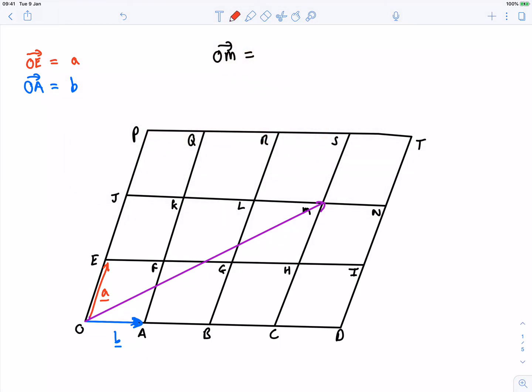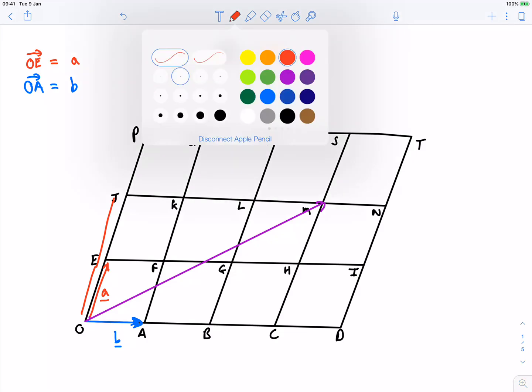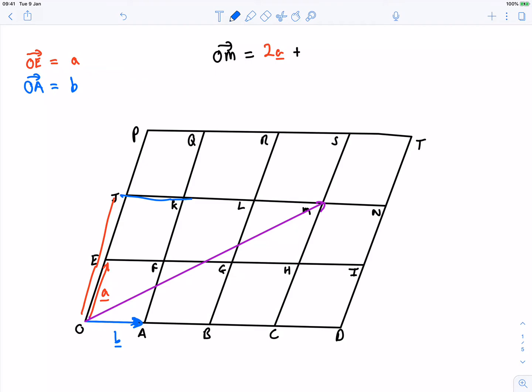So let's just cut to the chase. I've got 1, 2 places to go up to get parallel with it. So that'll be 2 lots of a, plus 1, 2, 3 b, 3b. And I can define O to M as just the addition of 2 vectors, like so.